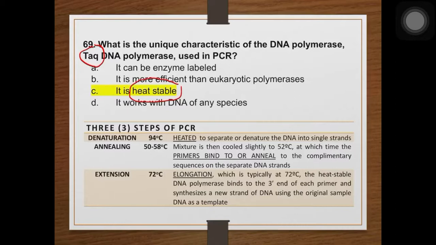Remember, yung 3 steps for PCR dati, denaturation and annealing extension involves heat. Denaturation at 94 degrees Celsius, annealing at 50 to 58 degrees Celsius, extension 72 degrees Celsius. So, yung tag polymerase, Thermus aquaticus, DNA polymerase should be heat stable. Correct answer number 69, letter C.